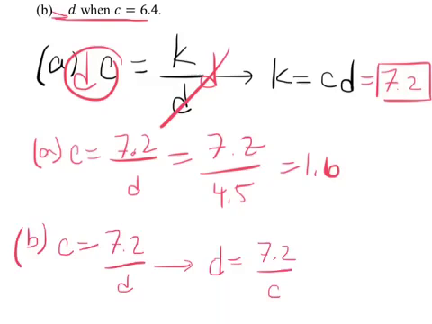If we plug in the value given for c, which is 6.4, we're going to end up with a value of d close to 1, at around 1.125.